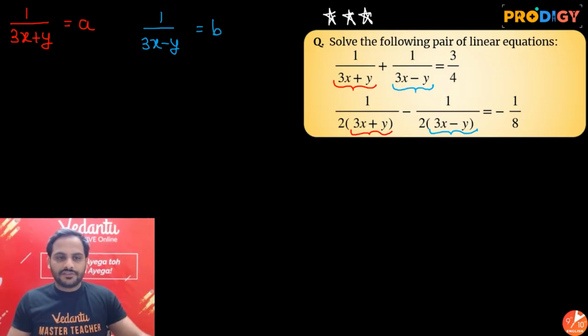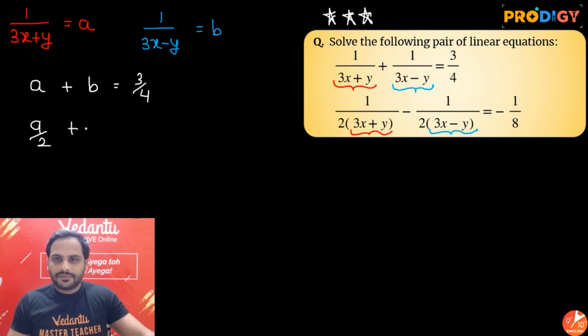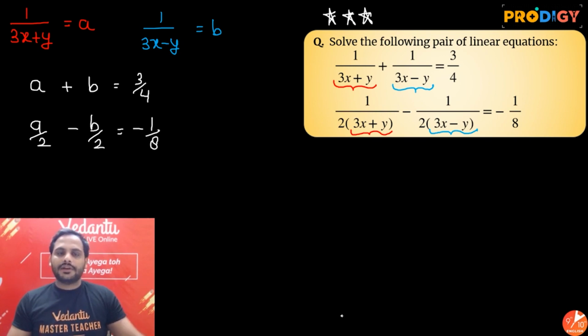So if I do this, then the equations will become, 1 by 3x plus y is a plus b is equal to 3 by 4. Second equation, 1 by 3x plus y is a, 2 is extra over here, so it is nothing but a by 2 minus 1 upon 3x minus y is b, 2 is also in the denominator, so which will be minus b by 2 is equal to minus 1 upon 8.